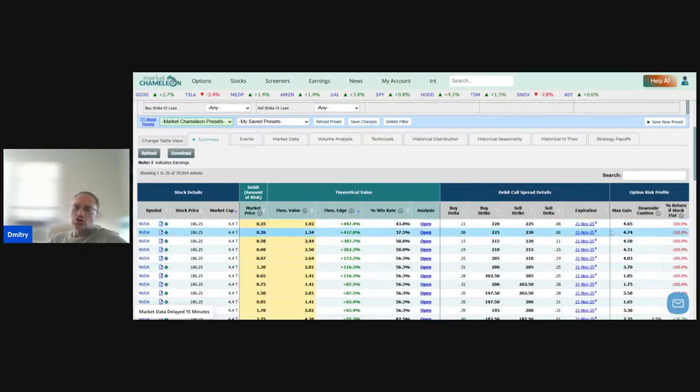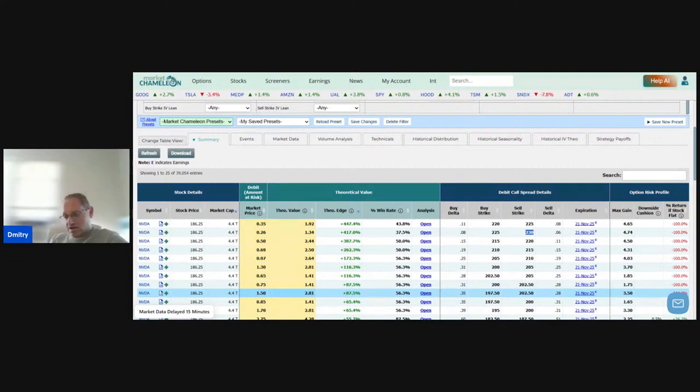Even within the same expiration, like here, November 21st, you can see there are different combinations. Here's buying a 220 call, selling a 225 call; buying a 225 call, selling a 230 call. So lots of different potential combinations. And if you look at different expirations, that just adds to all these different call spreads to analyze.